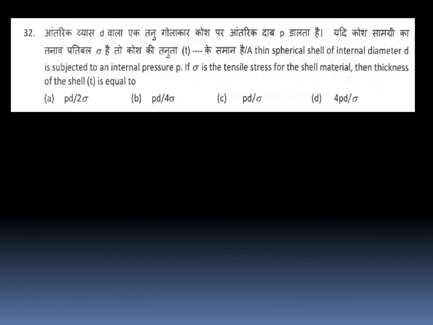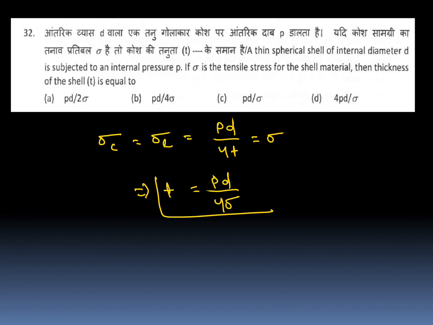Question: a thin spherical shell of internal diameter small d is subjected to an internal pressure P. If sigma is the tensile stress for the shell material, then what is the thickness of the shell t? We have to calculate t. For a thin spherical shell, circumferential stress or hoop stress is equal to longitudinal stress. So sigma C equals sigma L. Its formula is very important: PD by 4t. Sigma is the tensile stress, so it equals PD by 4t, and t equals PD divided by 4 sigma. So option B is your answer.